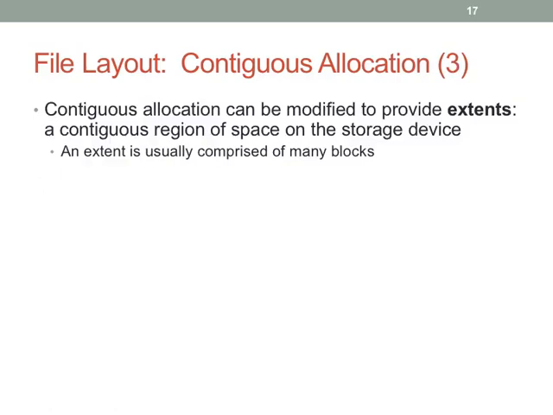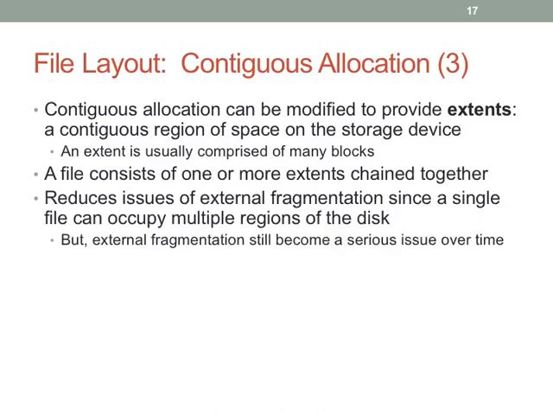A simple change to contiguous allocation is to support multiple contiguous regions. We call them extents. That way you can start chaining extents together, and you can work around the issue of being able to grow files, and also the other issue of external fragmentation. Now this is interesting.